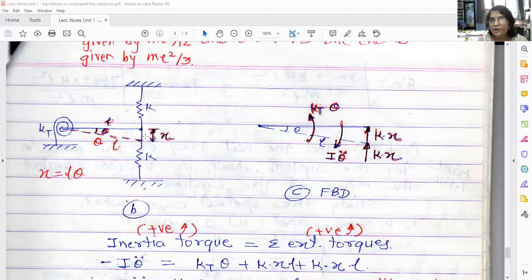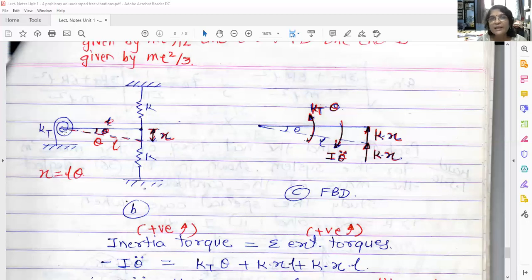Again, the same equation you have to use: arc is equal to R into theta. So x is equal to L into theta. This is the relation. So either you have to write down your equation in terms of x, neglecting theta, or you can write down your equation in terms of theta, replacing x. Okay, so this is the free body diagram.